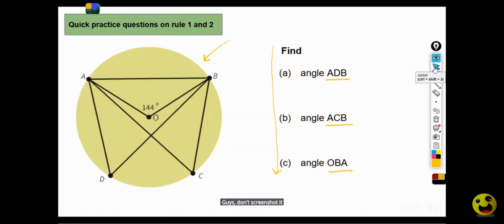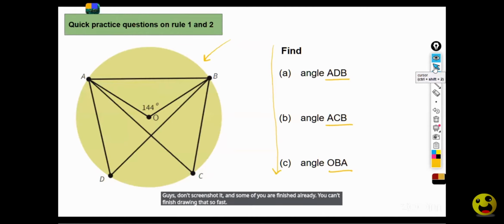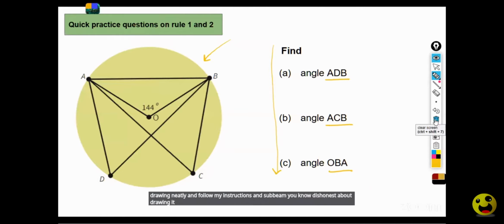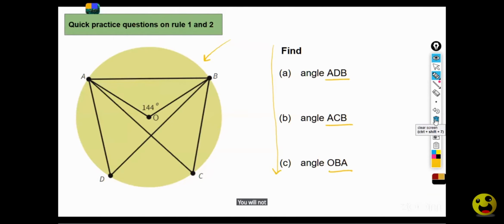Some of you all finish already. You can't finish drawing that so fast. If you really want to learn this topic, don't screenshot or pretend that you're drawing it. It takes longer than that to draw that diagram. Draw it neatly and follow my instructions and stop being dishonest about drawing it. All right? You will not learn it the same way. So only raise your hands when you honestly finish drawing it properly.